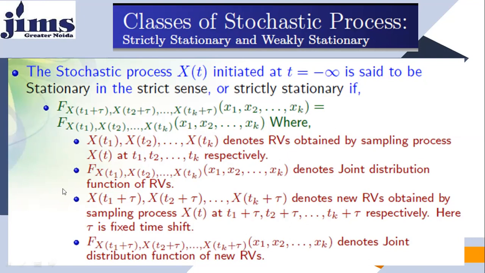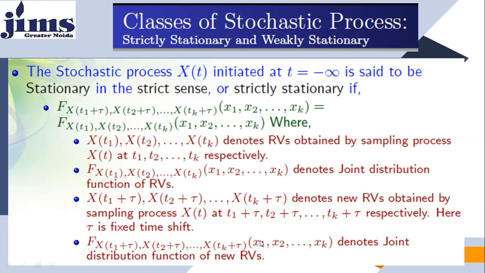Right? So this denotes the random variables obtained by the sampling process X(t) at t1 plus tau, t2 plus tau, and so on. So we have to add a particular time on every time instant, t1, t2, t3, tk plus tau respectively, where tau is a fixed time shift. So again, look at this, we get a joint distribution function.